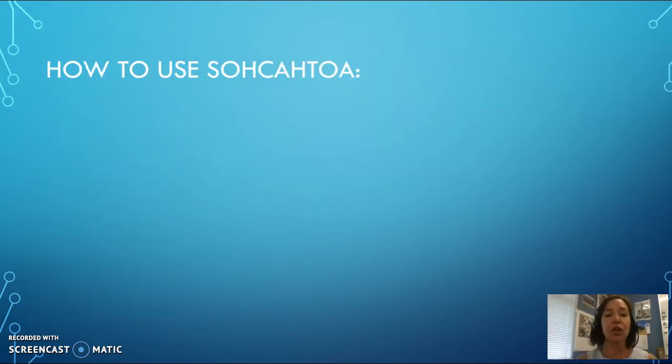How to use SOHCAHTOA. When I was at school, I used to learn "some old hens cackle and howl till old age," and that was how I remembered those letters. You may just want to remember SOHCAHTOA, and that is up to you.